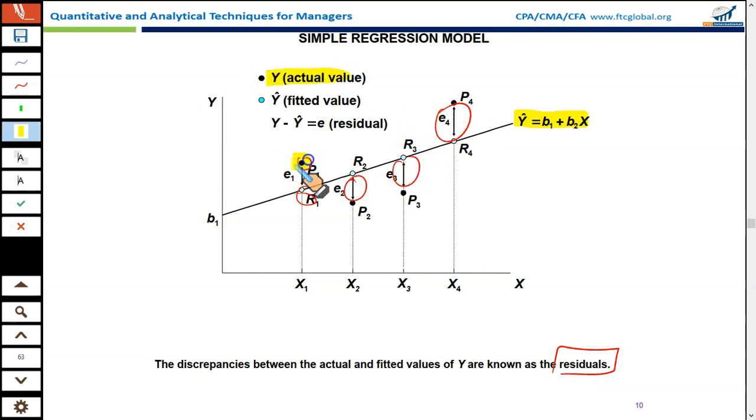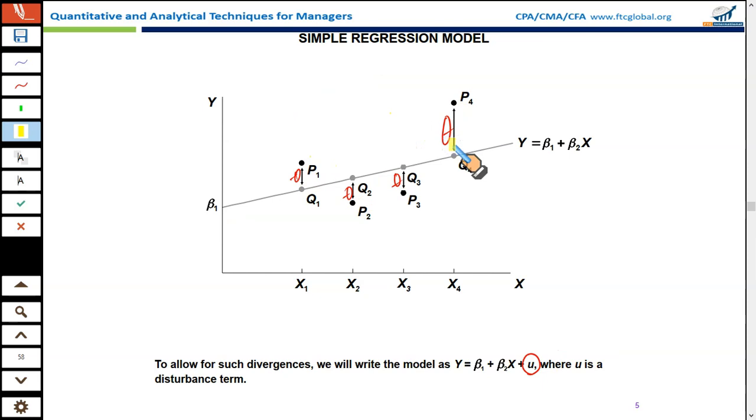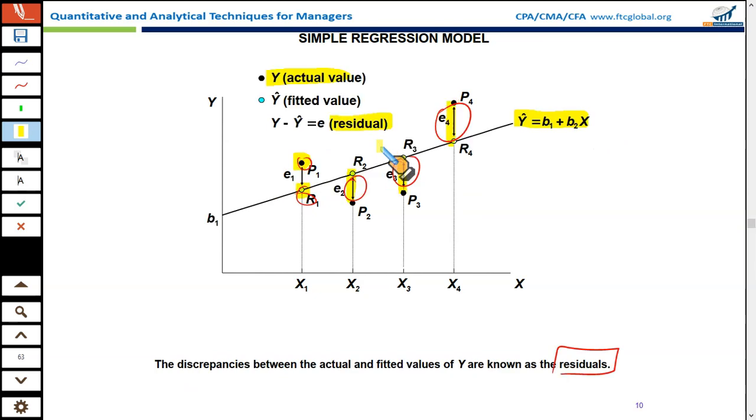So this is the actual value. This is the fitted value, and the gap between actual and fitted value is called the residual. These are not the same as these, because this line is our original line we were discussing. This is the original model we are talking about. So these variances from the line are called disturbances. And this difference between actual and the fitted line values, they are called residuals. So remember, residuals are not same as disturbances.